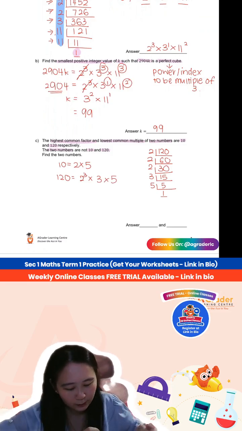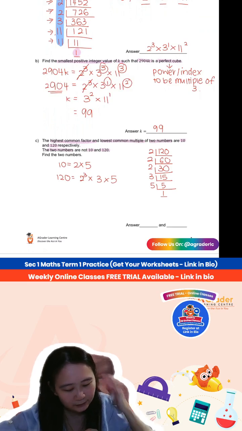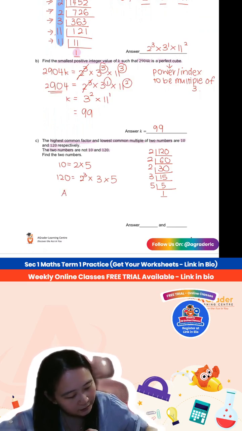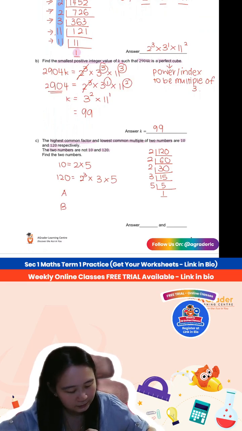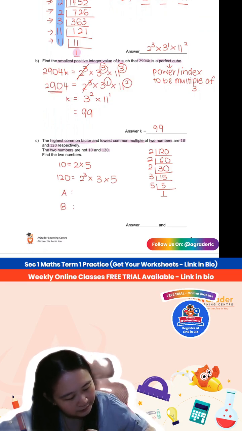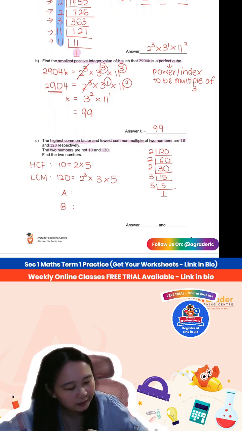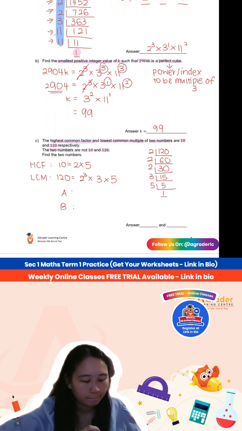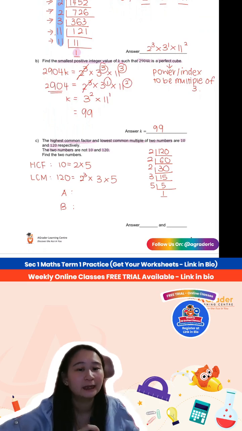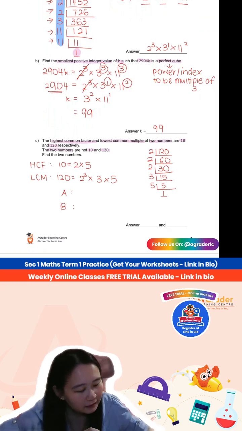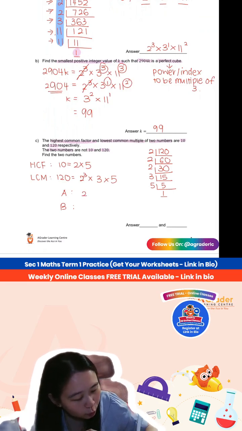So what are the two numbers? Let's say we let the two numbers be A and B. Okay, so this number 10 is my HCF and 120 is my LCM. So both numbers must have my HCF in order for it to be the highest common factor. So it must have at least 2 times 5 for both of them.